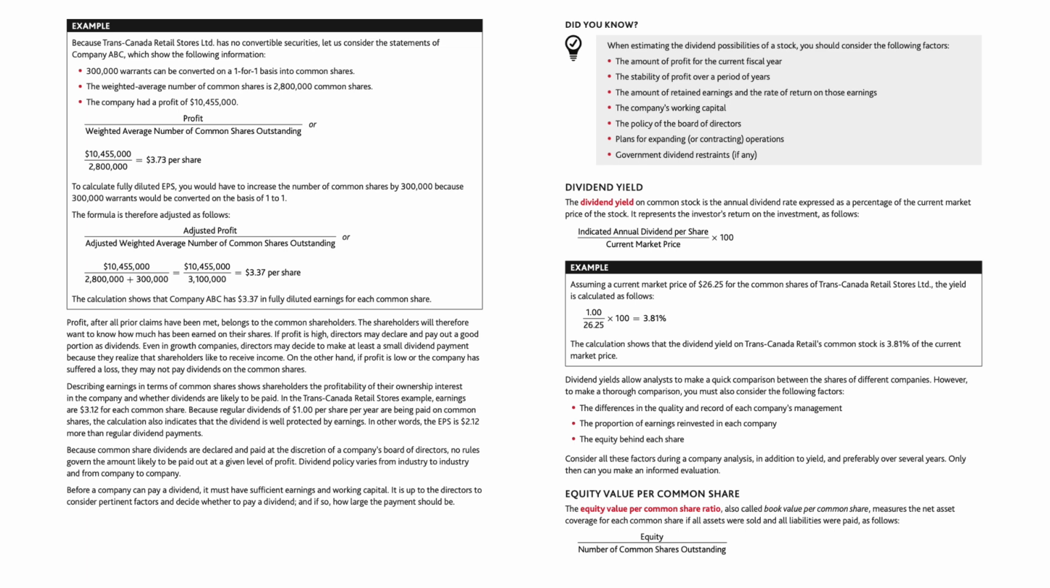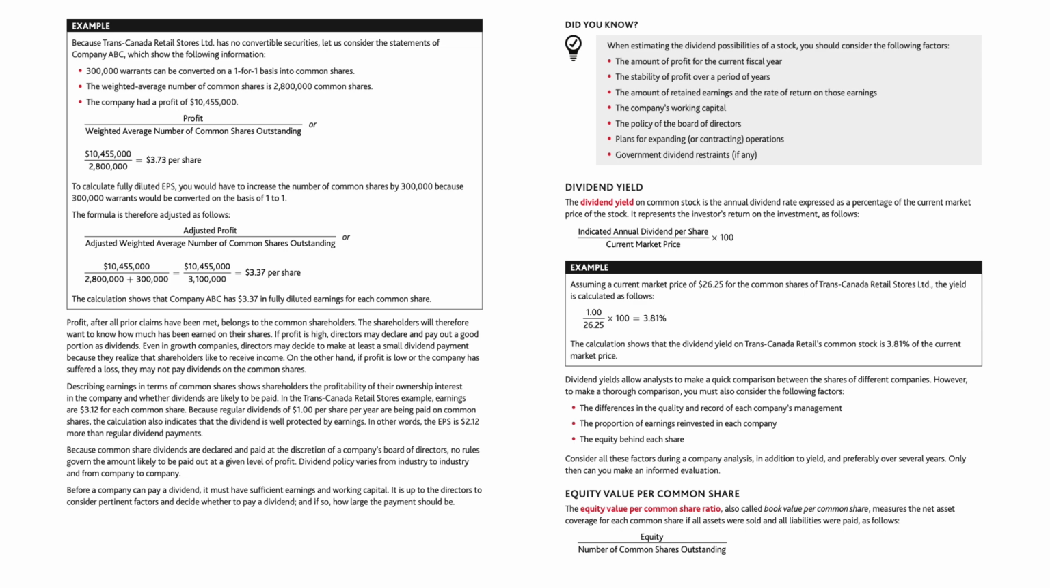To calculate fully diluted EPS, you would have to increase the number of common shares by 300,000 because 300,000 warrants would be converted on the basis of 1-to-1. The formula is therefore adjusted as follows. The $10,455,000 of profit divided by the 2.8 million shares outstanding plus the 300,000 of warrants, and this would equal $3.37 per share of EPS. The calculation shows that Company ABC has $3.37 in fully diluted earnings for each common share.